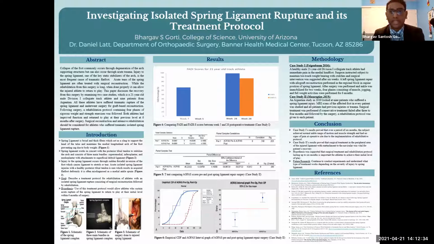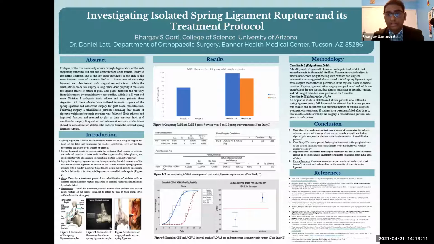To answer this objective, I have looked at two case studies in recent years that have looked at patients who have suffered an injury to the spring ligament. The first case I would like to mention is a case studied at the University of Miami in 2016, where the researchers looked at a male 21-year-old college track athlete who got immediate pain in the medial hindfoot after doing a long jump.